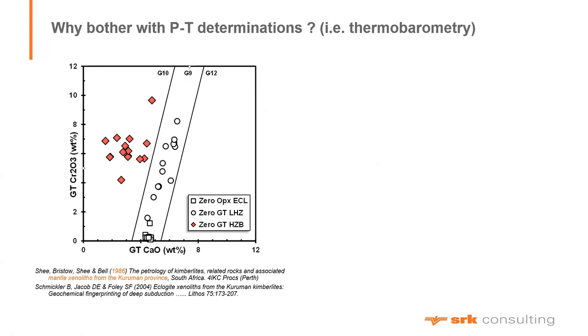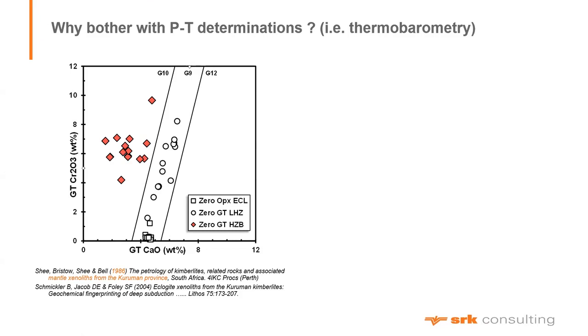So there's a good question to ask. Why do we bother with pressure temperature determinations? If we can take a diagram like this, a calcium diagram, and we can identify G10 garnets and their association with diamond, why do we bother with pressure temperatures?